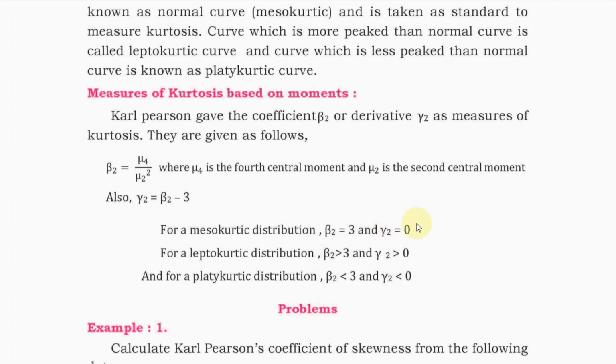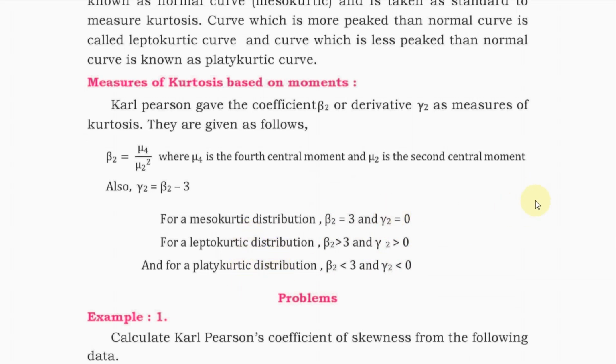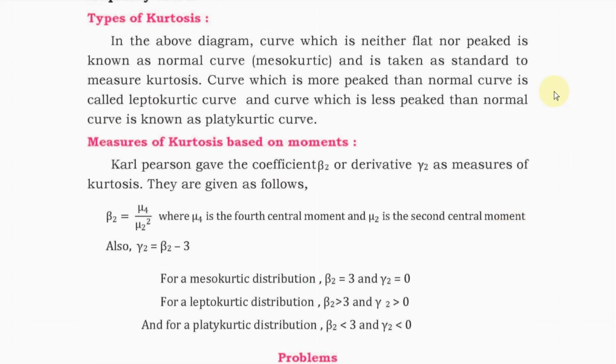Suppose you are calculating kurtosis for a distribution and you obtain the answers 3 and 0, then it's a mesokurtic distribution. If you obtain answers more than 3 and gamma 2 more than 0, then that distribution will be leptokurtic. Similarly, for a platykurtic distribution, the beta 2 value will be less than 3 and the gamma 2 value will definitely be less than 0, that is, a negative value. So these are the conditions for a mesokurtic, leptokurtic and platykurtic distribution. Now let us look at some examples.